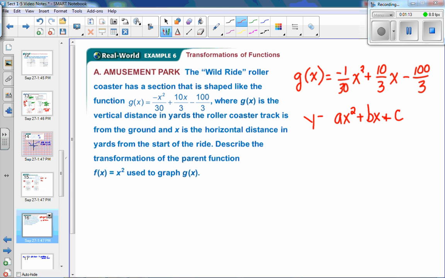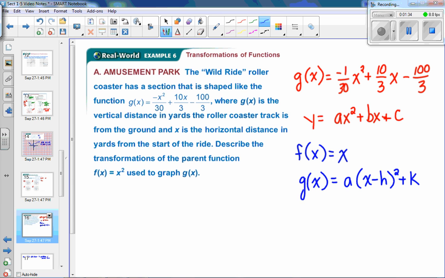I'll say y equals. Now, in order for us to compare it to the parent graph, when we compare f of x equals x squared to g of x, we'd like the function g of x to be in the form a times x minus h quantity squared plus k, which is graphing or vertex form. So now the question becomes, how do I change this form into this form?